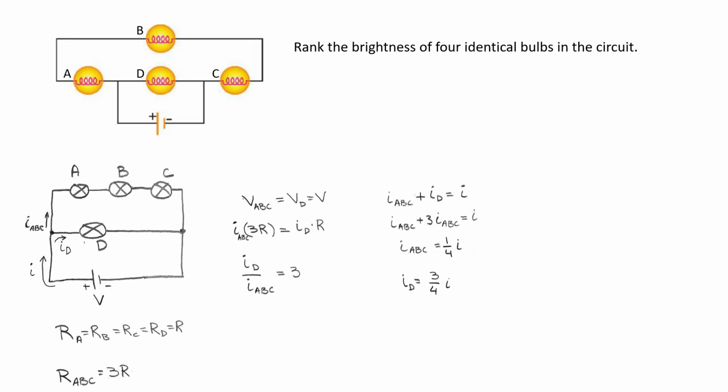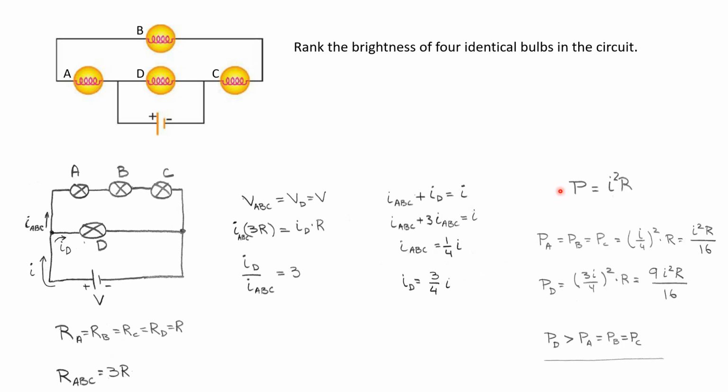Well, we know the resistance, we know the current. Now let's try to assess the power of the light bulbs, because power essentially tells you how bright the light bulbs are. So the equation for the power is current squared times resistance.